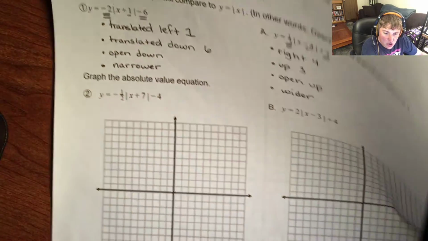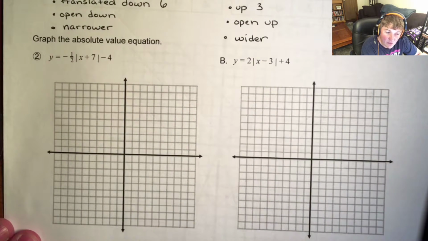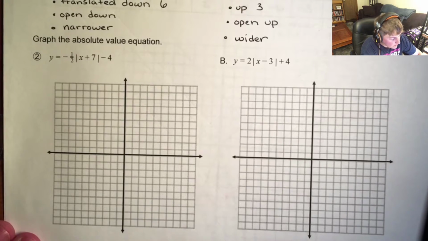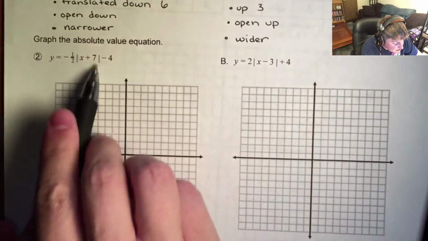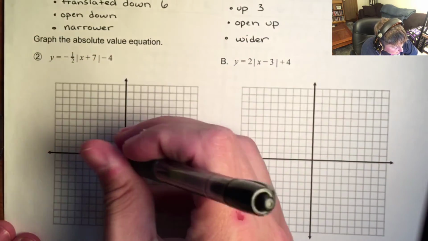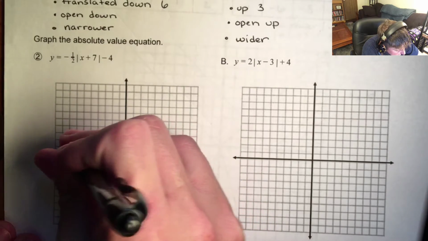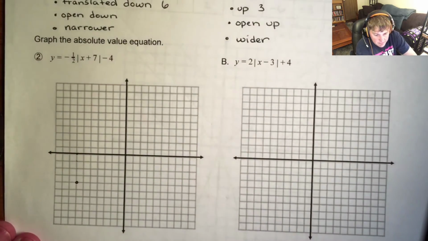Okay, so let's just look at number 2. I want to graph y is equal to negative 1/2 times the absolute value of x plus 7, and then minus 4. So right off the bat, I already know it's wider, and it's going to open down. Right here, this is telling me my vertex normally is at 0, 0, but it's being shifted to the left 7 and down 4, for the same reason that we discussed above. So I can just start at 0, 0, and go left 7, 1, 2, 3, 4, 5, 6, 7, and then down 4, 1, 2, 3, 4.